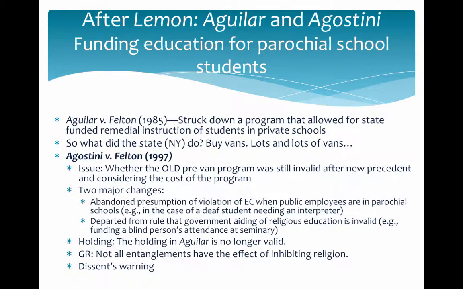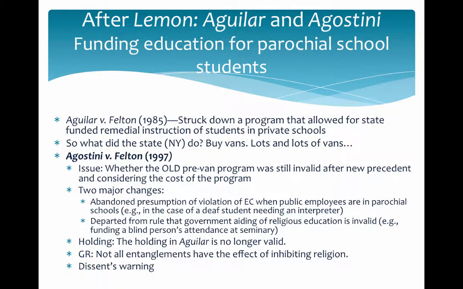And so the state of New York decided to get creative. And what they did is they bought lots and lots of vans, big, 10, 14-person passenger vans. And they retrofitted them in ways that would allow public school teachers to drive on public roads up to the point of the religious school, so they would still be on public grounds, public roads, etc., park the van, and students would come out to the van and get their remedial instruction there.